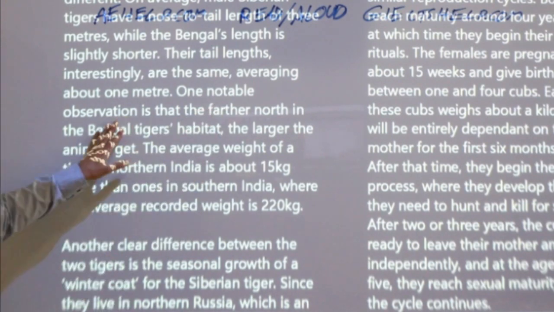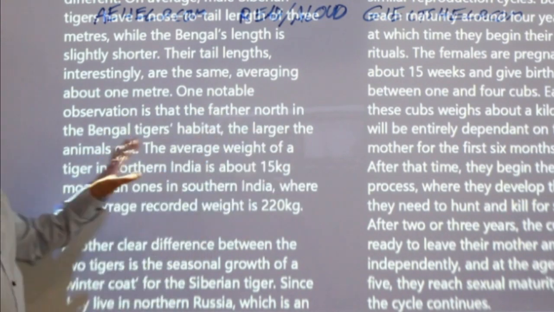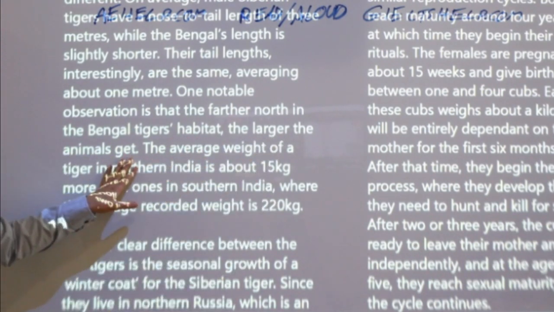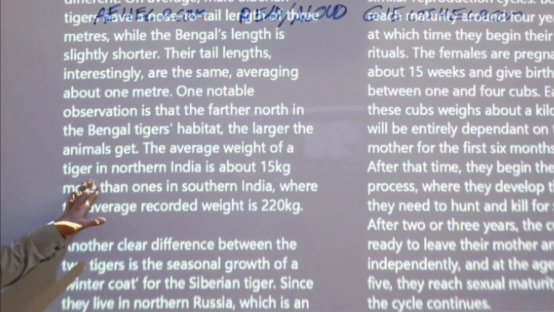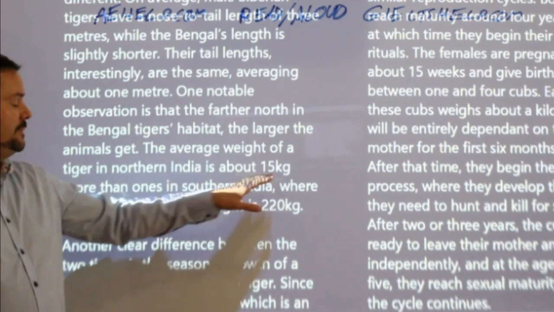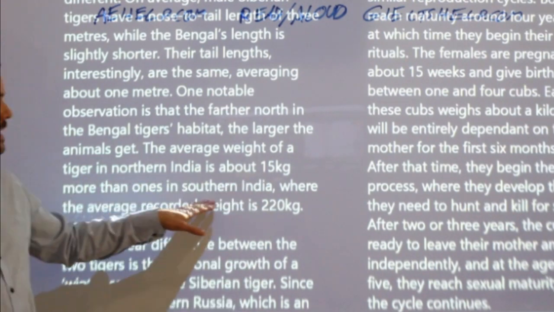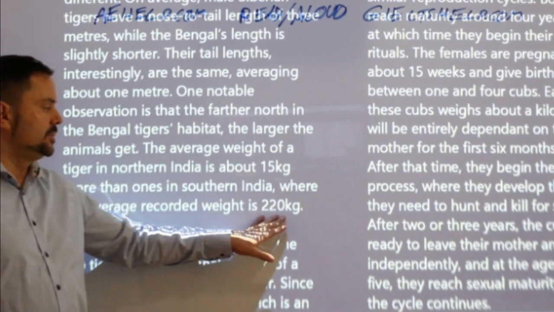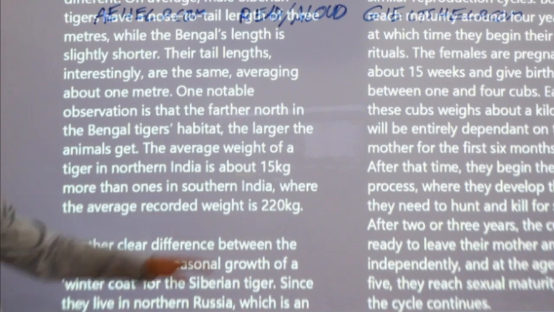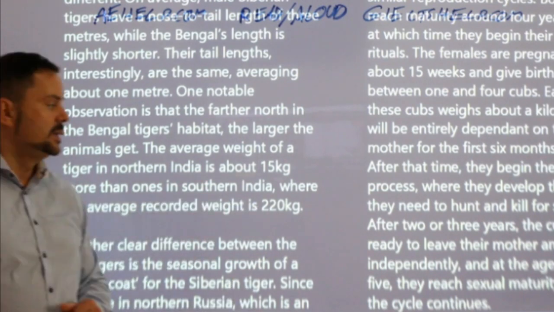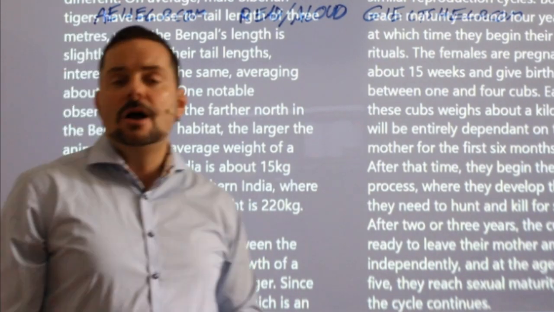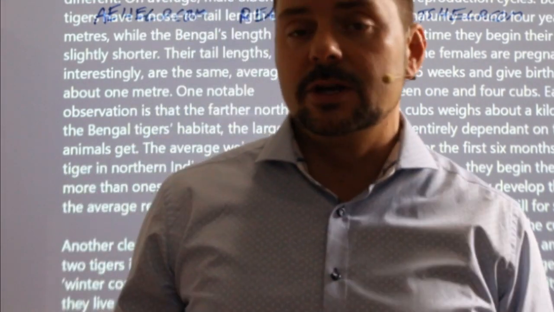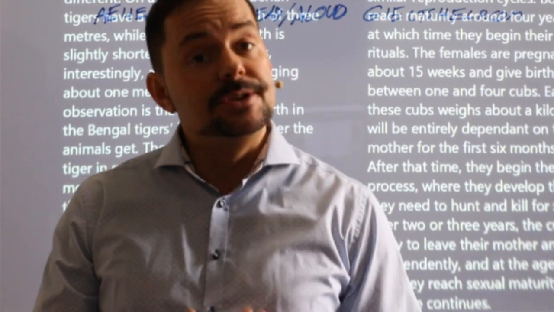One notable observation is that the farther north in the Bengal tiger's habitat, the larger the animals get. The average weight of a tiger in northern India is about 15 kilograms more than ones in southern India, where the average recorded weight is 220 kilograms. What is this paragraph about? It's about the physical appearance of these two tigers and the differences.